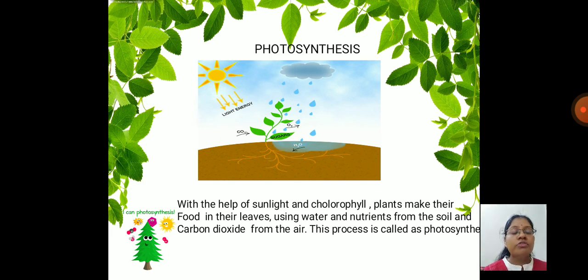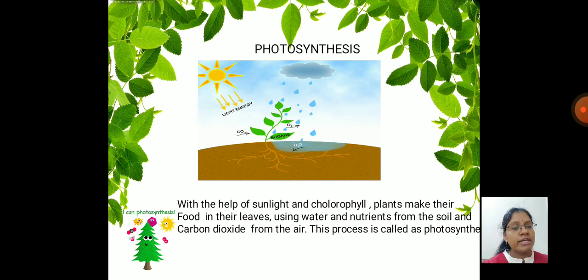is called photosynthesis. Now, what are all the things the plants require for this? Sunlight, chlorophyll, and water, nutrients. Water and nutrients they get from the soil, and carbon dioxide that is present in the atmosphere, they utilize and they give us oxygen. This process is called photosynthesis.